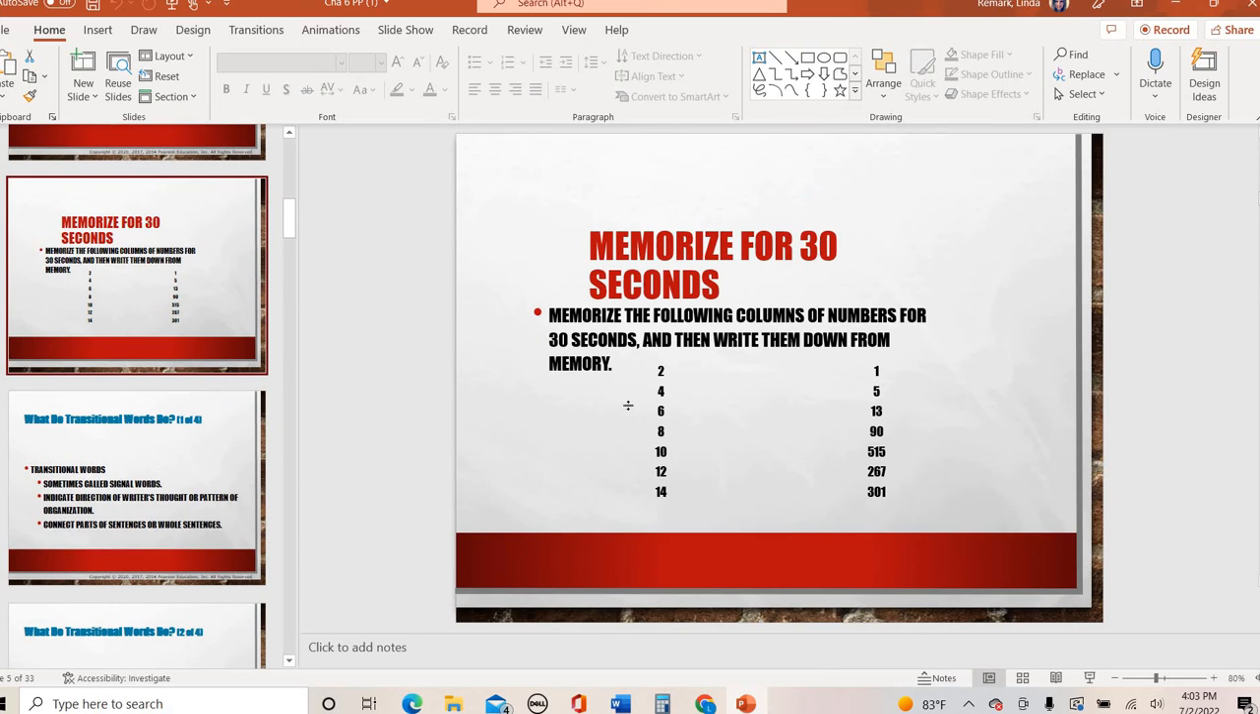Odds are you might have done okay with this column, 2, 4, 6, 8, 10, 12, 14. Then when you got to this column, maybe not as easy. There's no clear rhyme or reason on that right-hand column. And so therefore our brain probably had a little bit more of a challenging time to recall that section because there is a clear pattern here.